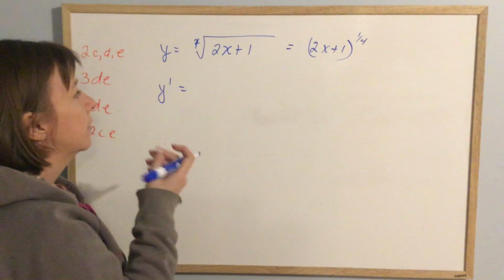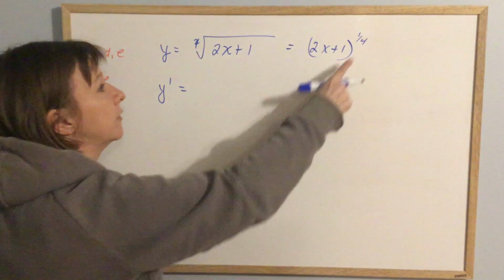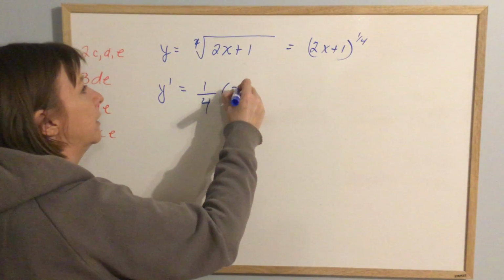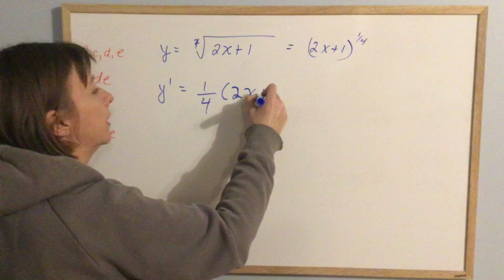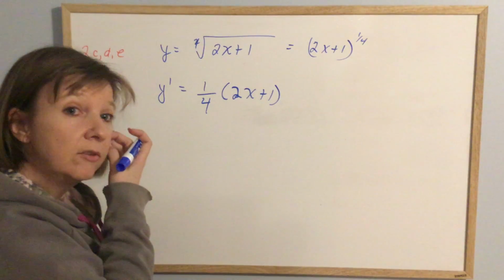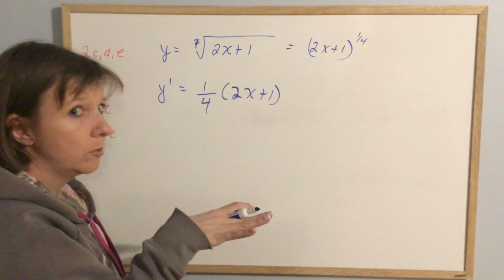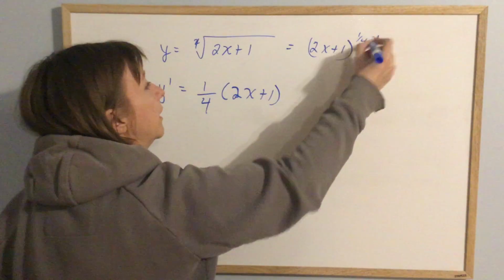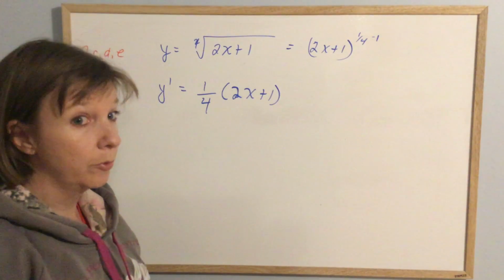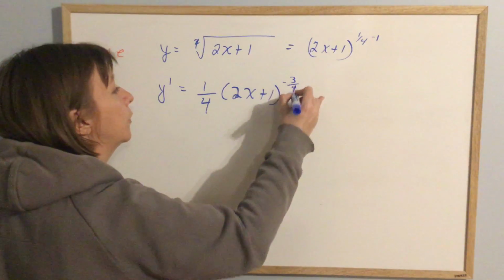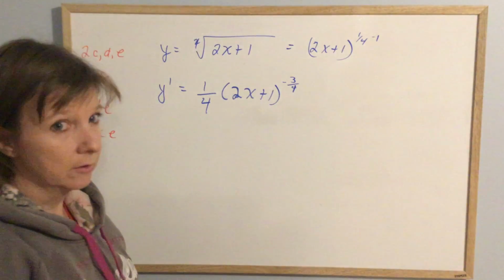So again, the first part of the derivative is take the exponent, move it down in front, and decrease it by 1. Leave the inside, whatever's inside the bracket, just leave it alone. Don't touch it. Don't do anything with it. Just leave it alone. So if I subtract 1 from 1/4, 1/4 minus 1 is negative 3/4. If you don't believe me, use your calculator.